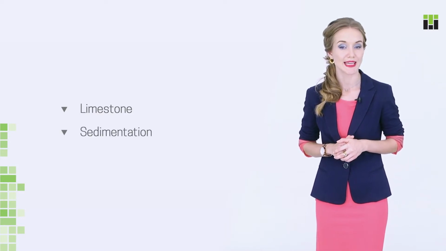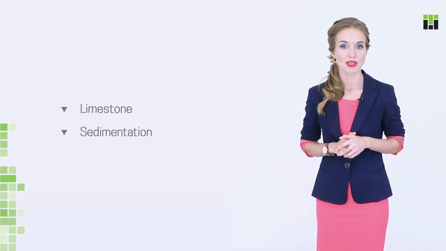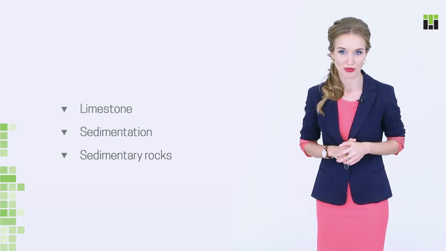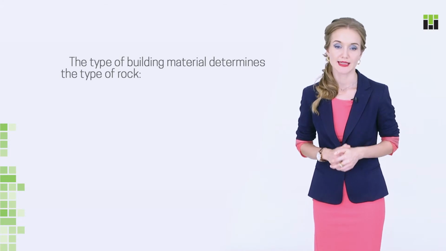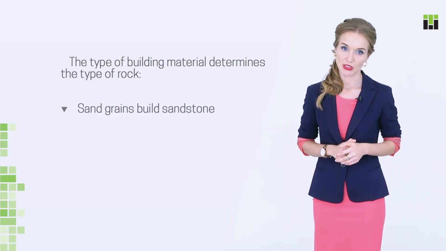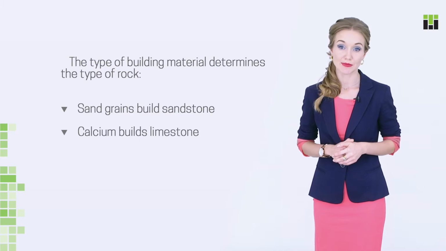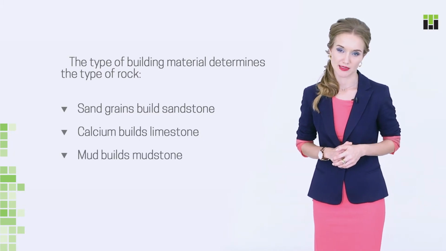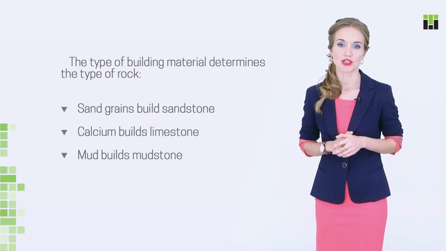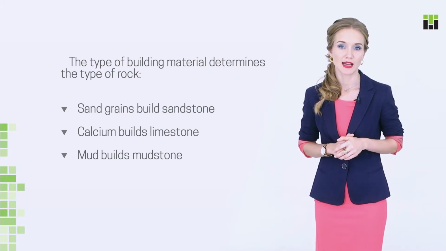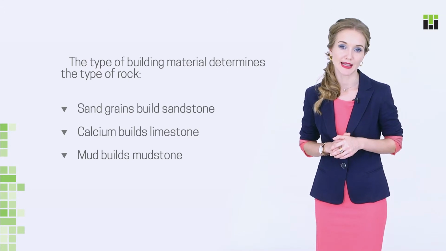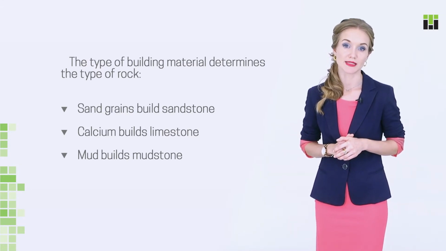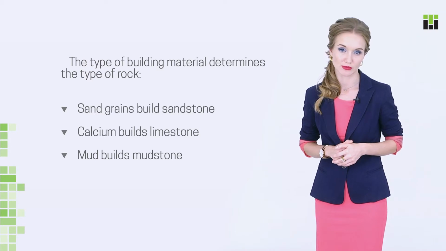This process of particle deposition is called sedimentation, and rocks built this way are called sedimentary rocks. The type of building material determines the type of rock. Sand grains build sandstone, calcium builds limestone, mud builds mudstone. Rivers such as the Amazon, the Nile, or the Mississippi leave tons of mud in their deltas, and all of this mud someday will turn into mudstone.